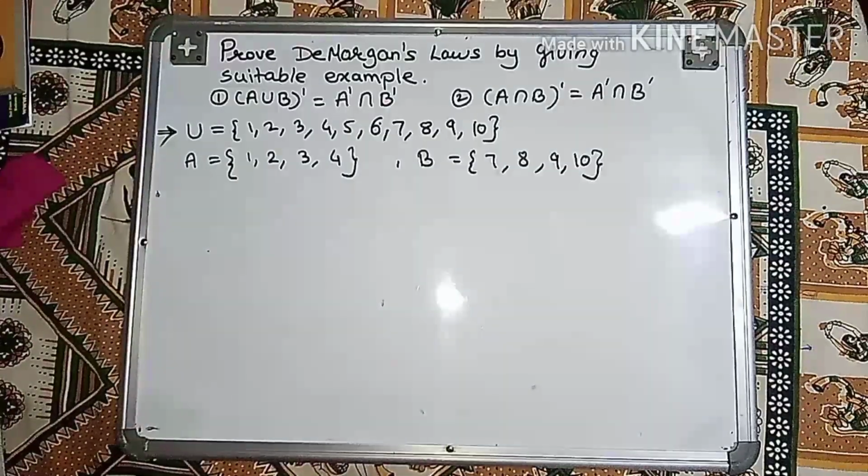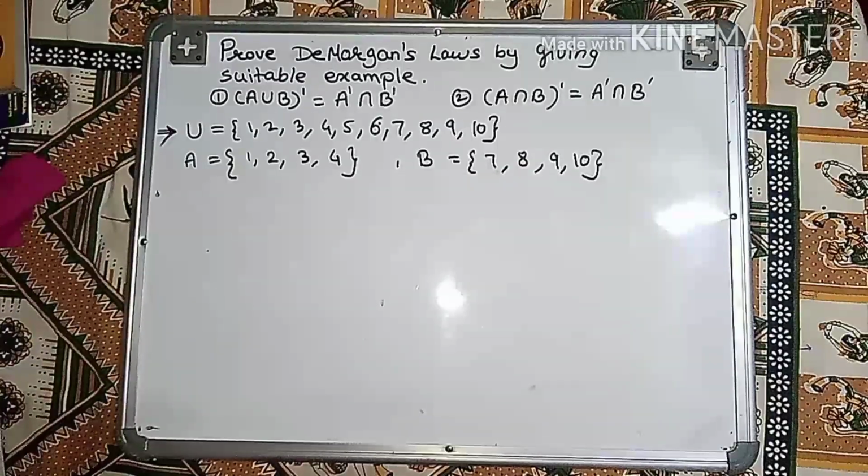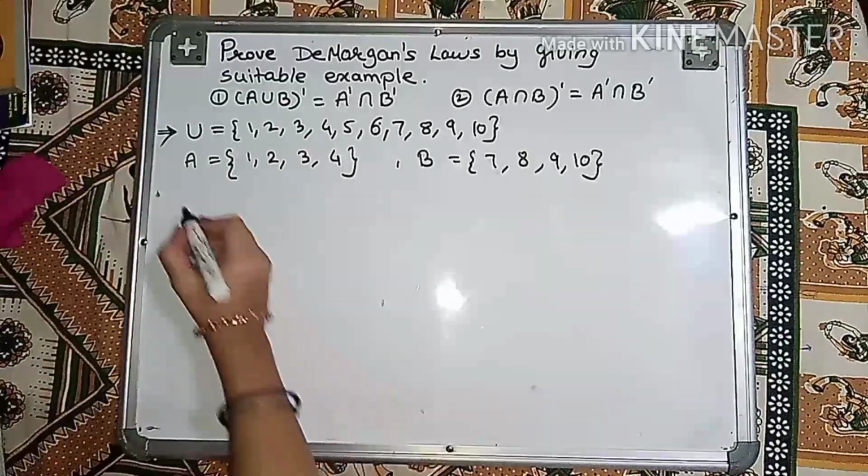So what is the first law? (A union B) dash. First we have to find A union B. Means first we have to prove LHS and then RHS. Now for LHS, what we have to do? We have to find A union B. Now what is A union B?